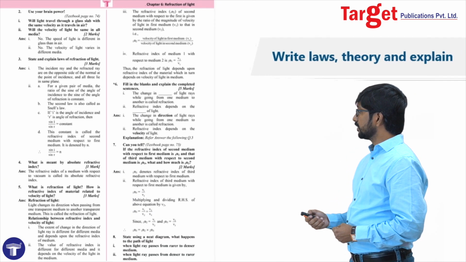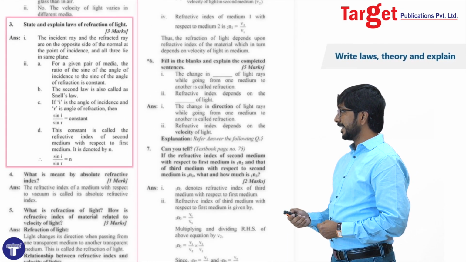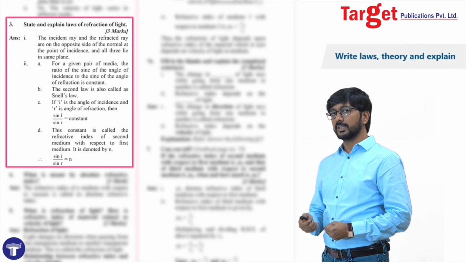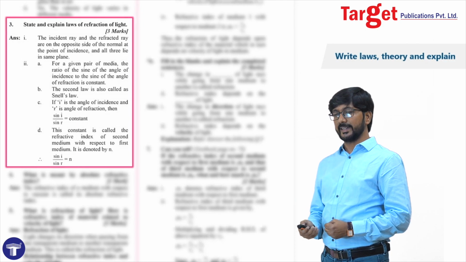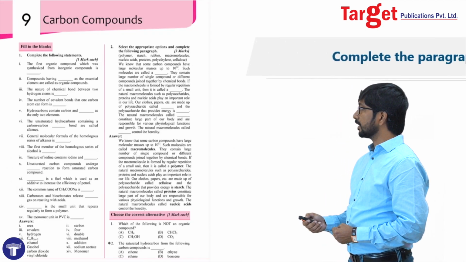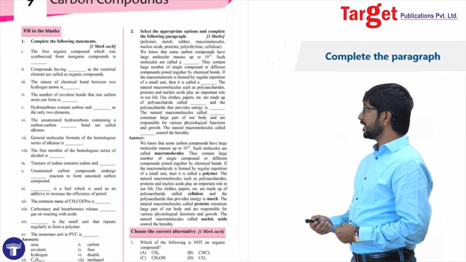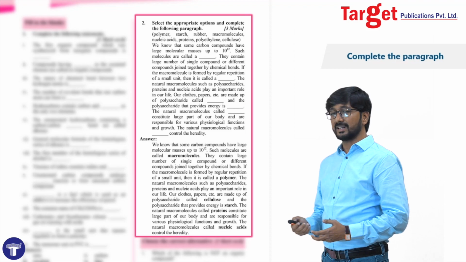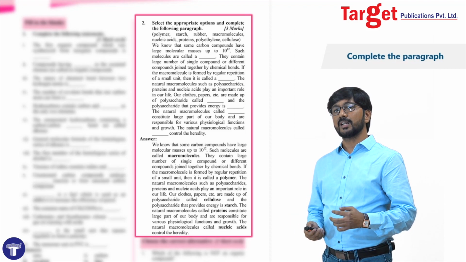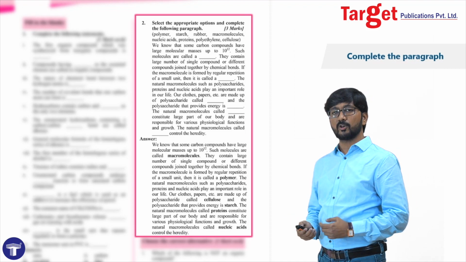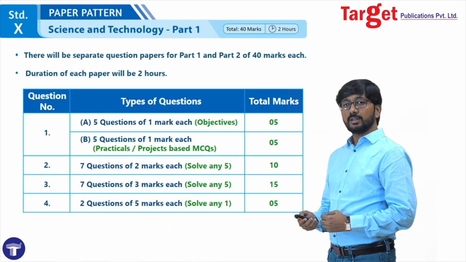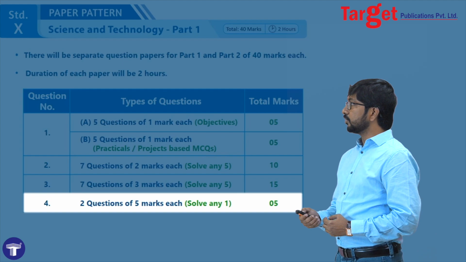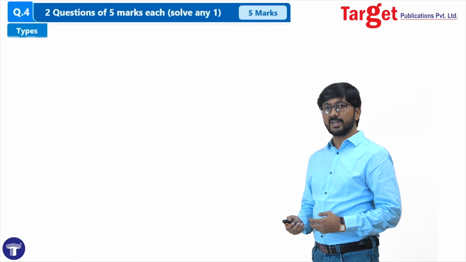Write laws and explain. So here you would be asked a particular law and you are supposed to explain it. Then complete the paragraph. In this, you would be provided with a paragraph with blank spaces. So you are supposed to complete the paragraph with appropriate answers. Now next is question number 4. Question number 4 includes 2 questions of 5 marks each.